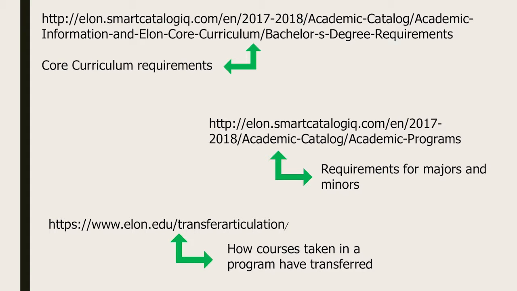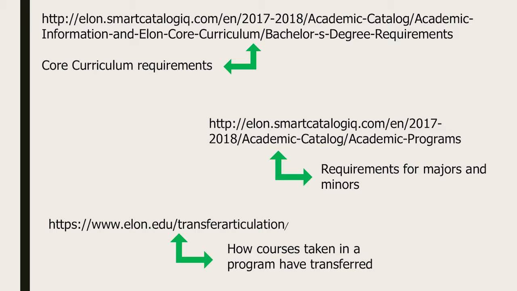So these are just some links to the resources back at Elon. This will be in the presentation for you, so you can go out and copy these if you need to. The link directly to the core curriculum requirements in the current catalog, the link to the major and minor section in the current catalog, and then the link on the bottom is a link to a database that we have running out of the registrar's office. We call it transfer articulation. It's a table of transfer courses that we have posted for students in the past from programs all over the world, including domestic transfer credit and study abroad credit.